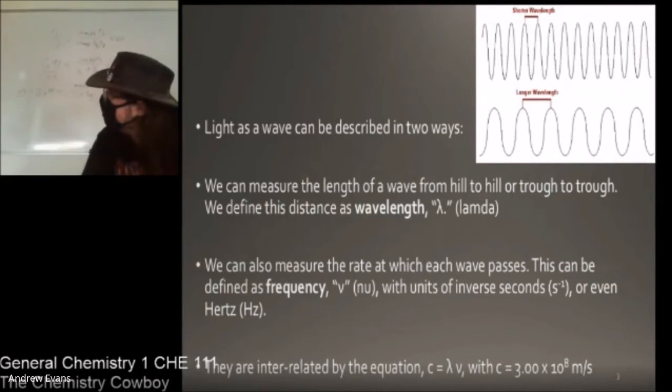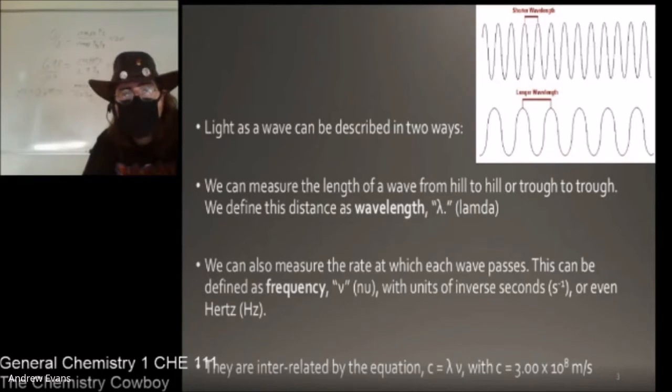The first thing is wavelength, which is literally as it sounds, the length between waves. It's the measurement of one part of the wave to where it exactly repeats. How long is this wave? Hill to hill, trough to trough, middle to middle. It should be the same throughout. It's a continuous wave at a constant wavelength.